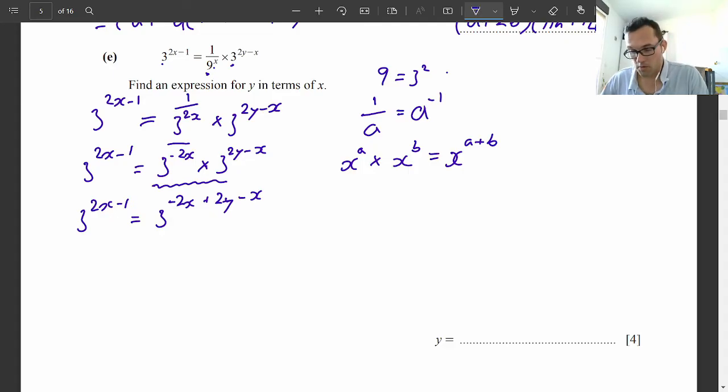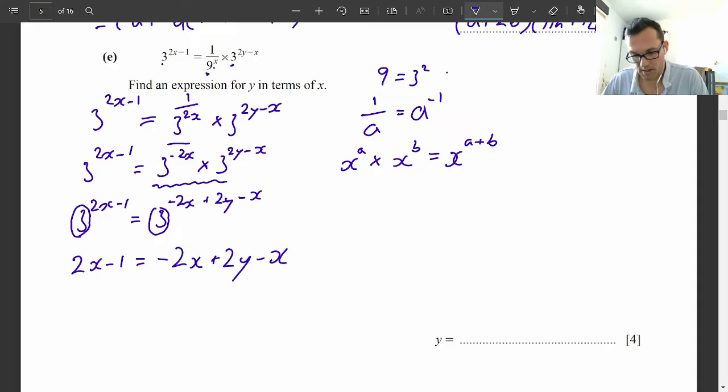Now, brilliant, because we've got the two base numbers the same, they're both a 3, that means the indices are equal to each other. So 2x minus 1 equals minus 2x plus 2y minus x. What is our aim here? Our aim is to find an expression for y in terms of x. When you look down here, put y equals something. So make y the subject.